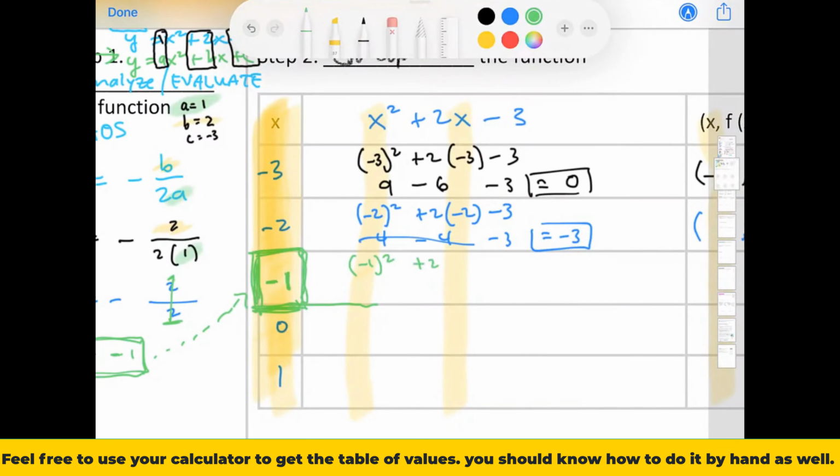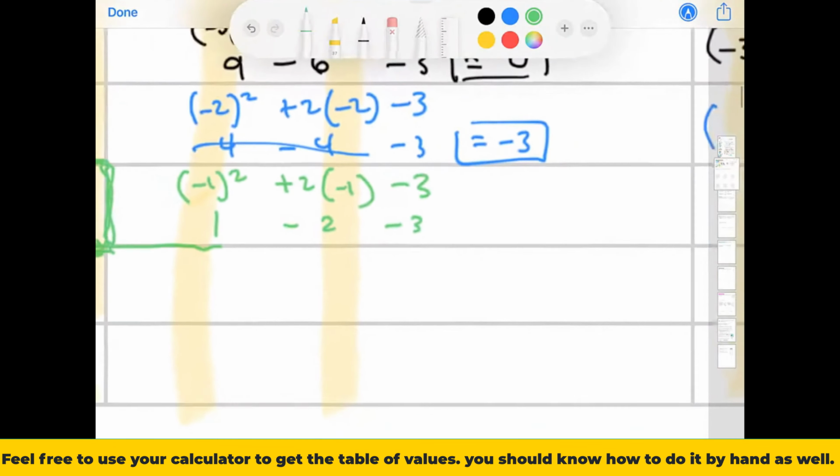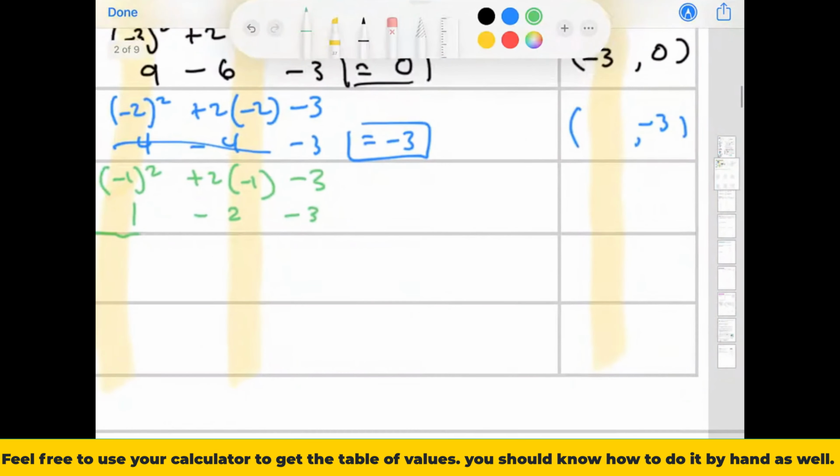So now I have negative 1 squared plus, substituting with parentheses. Order of operations is simplify, so negative 1 squared is 1. Don't be shameful to use your calculator. It's okay. I'd rather use a calculator than make a mistake. But I definitely want you to know how to do it. 1 minus 2 is negative 1, and negative 1 minus 3 is negative 4.